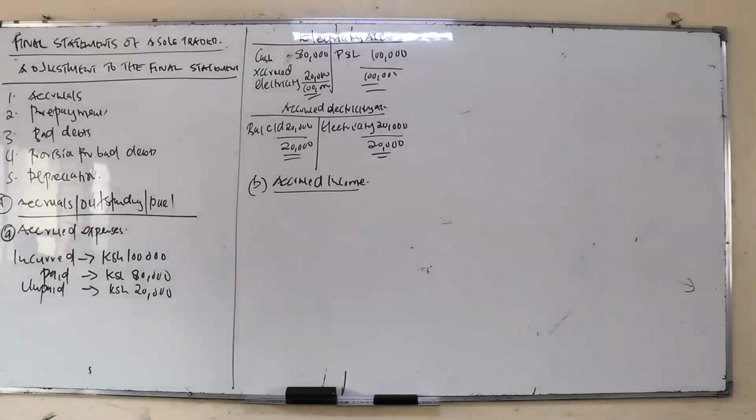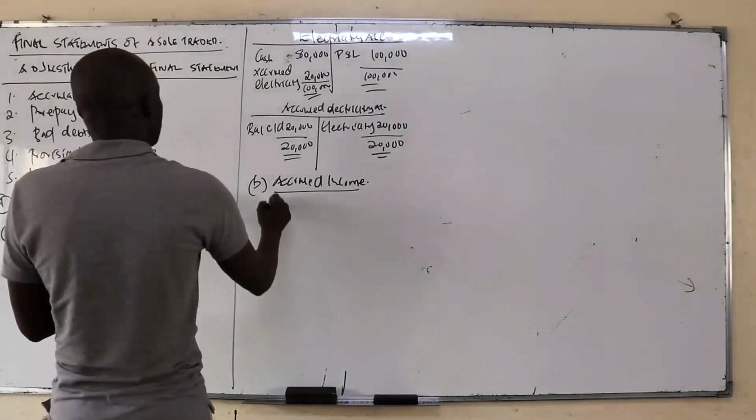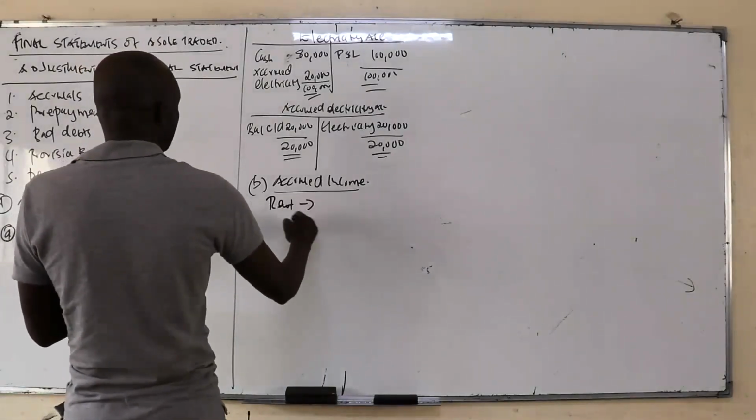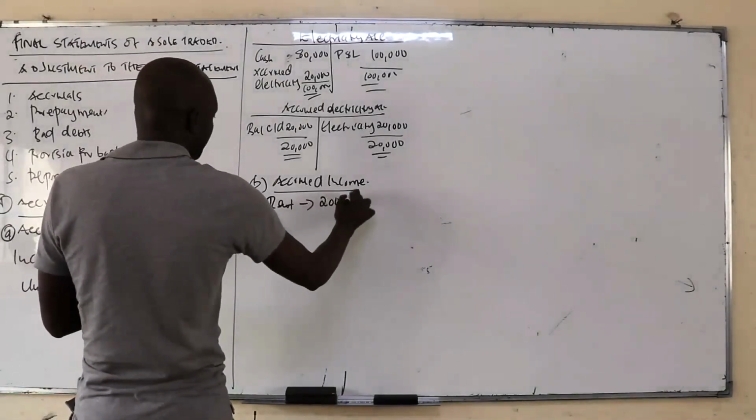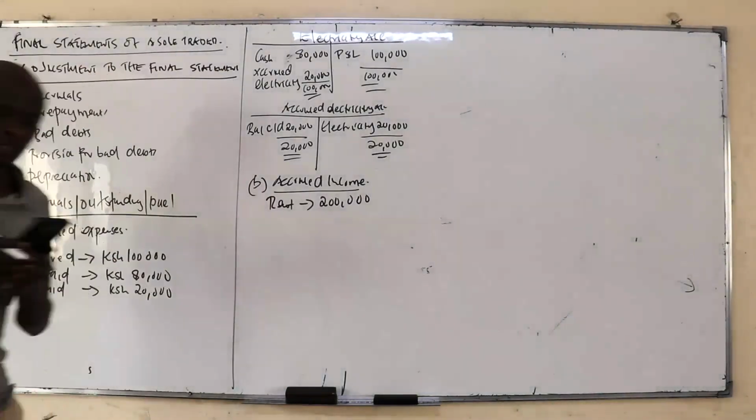So how do you treat the accrued income? You should recognize it in the income statement as the income for that particular year, and you should take it to the statement of financial position as a current asset. Example is given there. A trader let out their premises for yearly rent of 200,000. This is the amount that is supposed to be received in a year.